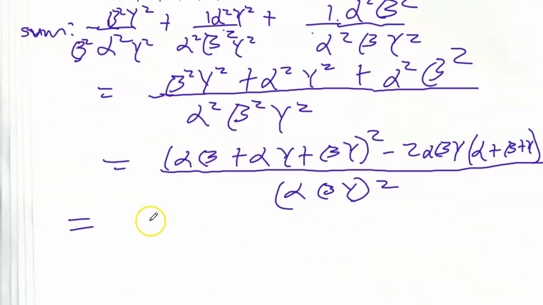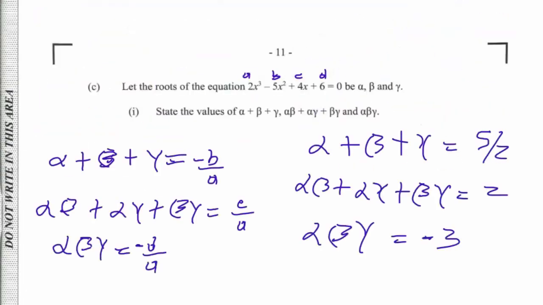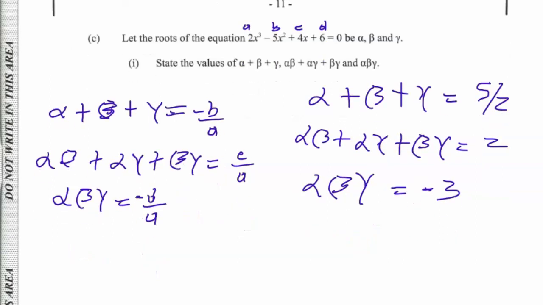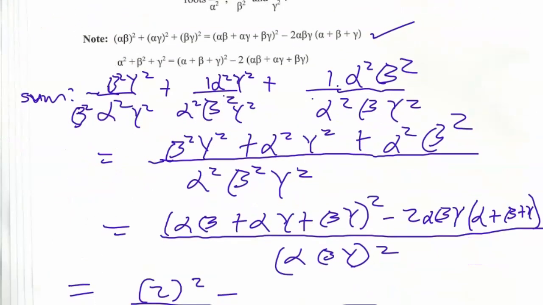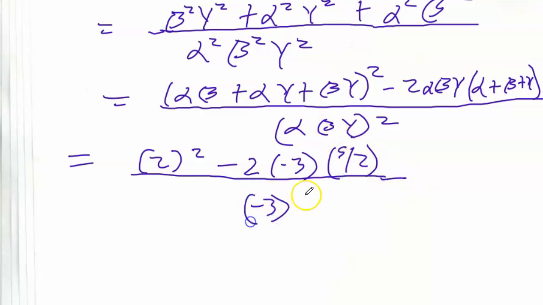Alright, so that's positive 2. So positive 2 squared. The product, what was the product again? The product was negative 3 and the sum was 5 over 2. So the product was negative 3, so negative 2 times negative 3, and the sum was 5 over 2. In the denominator, the product was negative 3, so negative 3 squared.